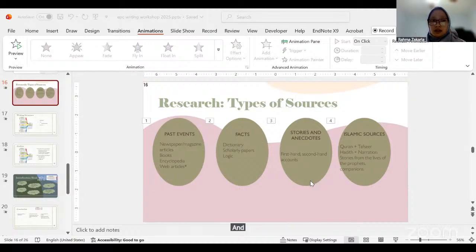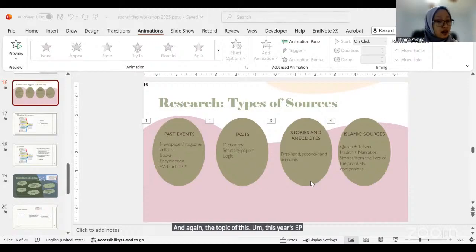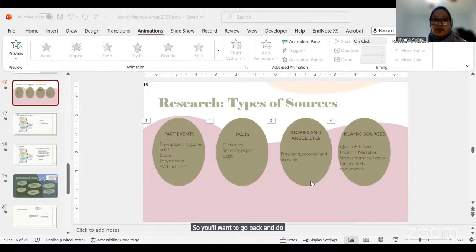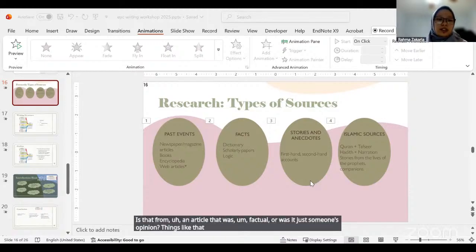And again, the topic of this year's EPC is technology and AI. Please do not use AI to write your essays. If you want to use it to generate ideas or to give you information, you want to then verify that the information it gives you is correct. So you'll want to go back and do another Google search and see where that evidence or information is sourced from. Is that from an article that was factual, or was it just someone's opinion? Things like that. You want to be able to double check.